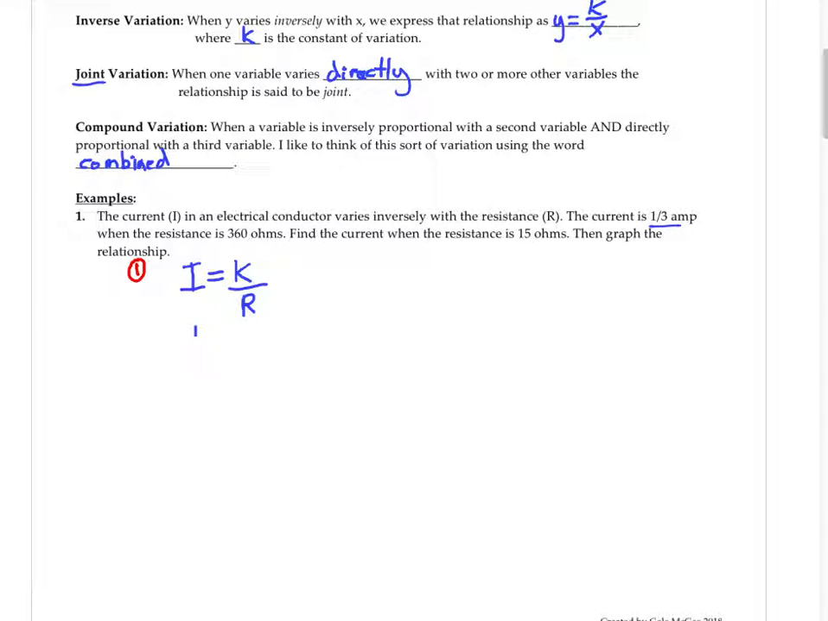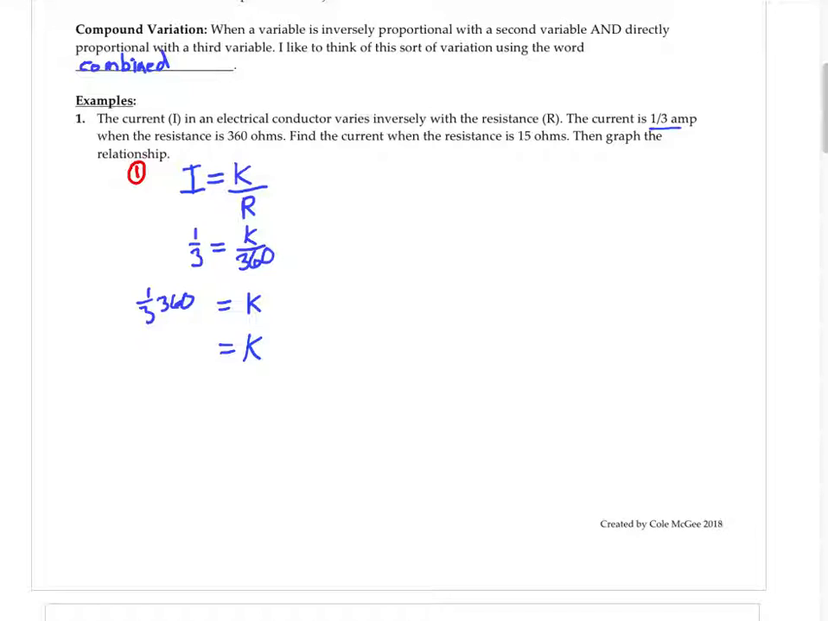So I'm going to plug 1/3 in because that's a current. I don't know K, that's what I'm going to be solving for, but I know that this situation has 360 ohms of resistance trying to prevent electron flow. So now in this second step, I need to solve for K. So you do whatever you have to do on your specific problem. In this case, I'm going to multiply by 360 on both sides, so pretty simple. So I've got 1/3 of 360, or 360 divided by 3. I don't think I need my calculator for that. That's just 120. So that's step 2.